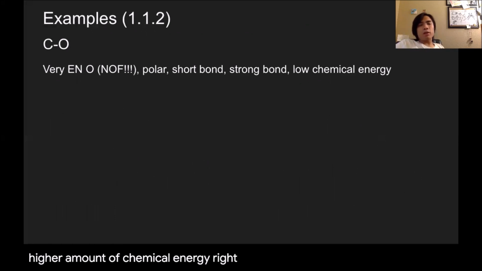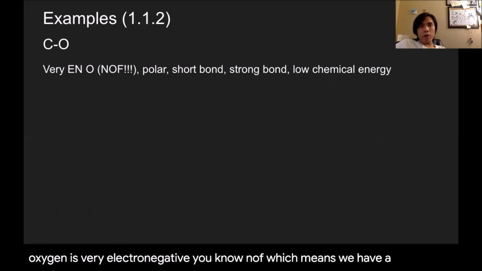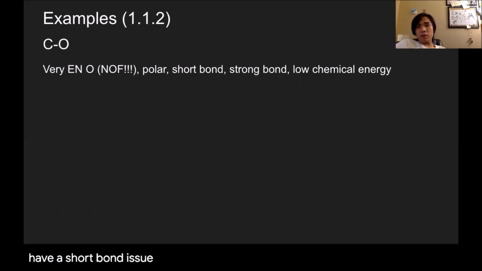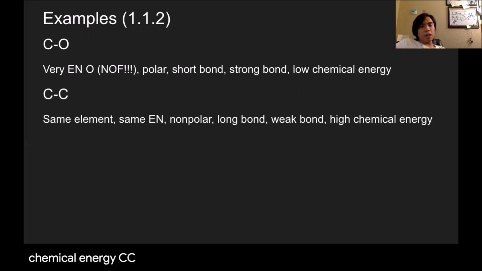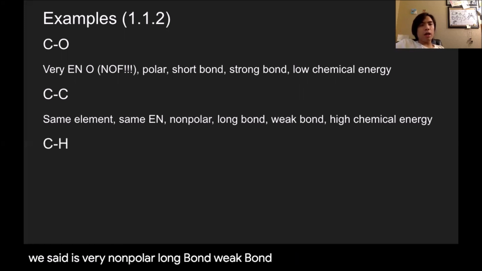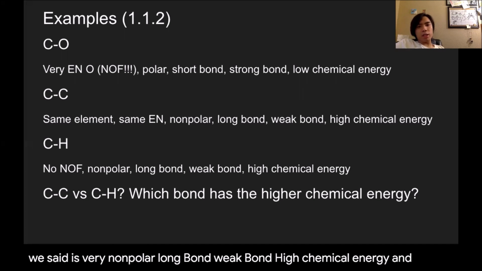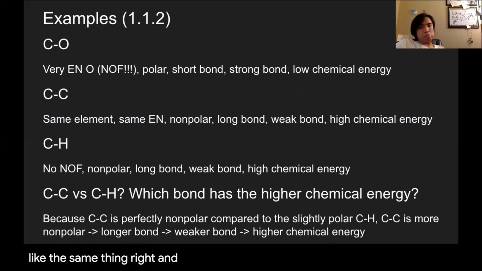Some examples. So carbon to an oxygen, that oxygen is very electronegative, NOF, which means we have a polar bond, which means we have a short bond, which means we have a strong bond, which means we have low chemical energy. CC, same element, which means same electronegativity, which means that it's very nonpolar, long bond, weak bond, high chemical energy, and it's like the same thing, right? And you can read that if you want, but I don't think it will come into play.